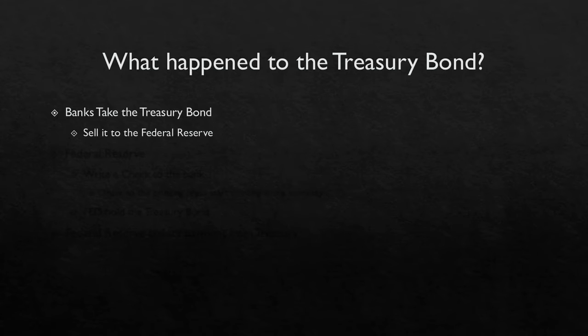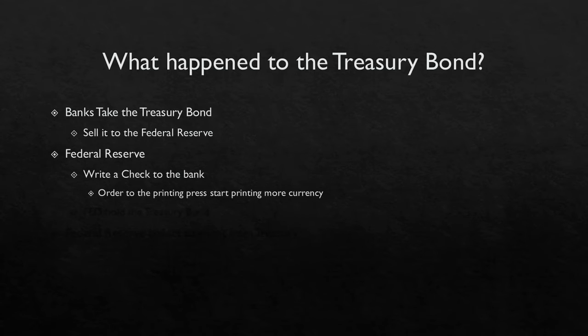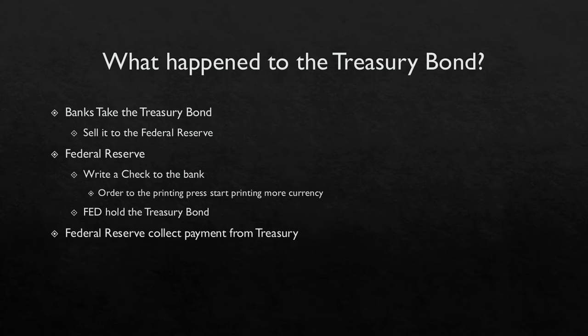The Federal Reserve then, to buy that bond from the bank, will write a check to the bank. The problem with that whole transaction is that the Federal Reserve doesn't have the money either. So whenever the Federal Reserve writes a check, what they're going to do is create money. Now the Federal Reserve will be the new holder of that Treasury bond. They will hold it until it matures, and once it matures, they're going to collect payment from the Treasury.